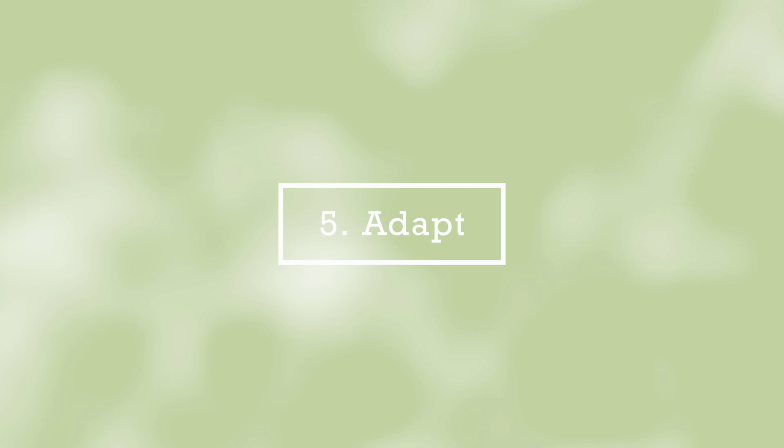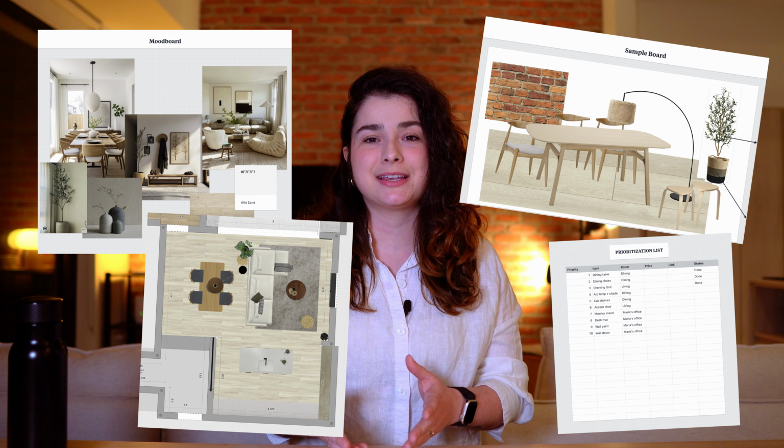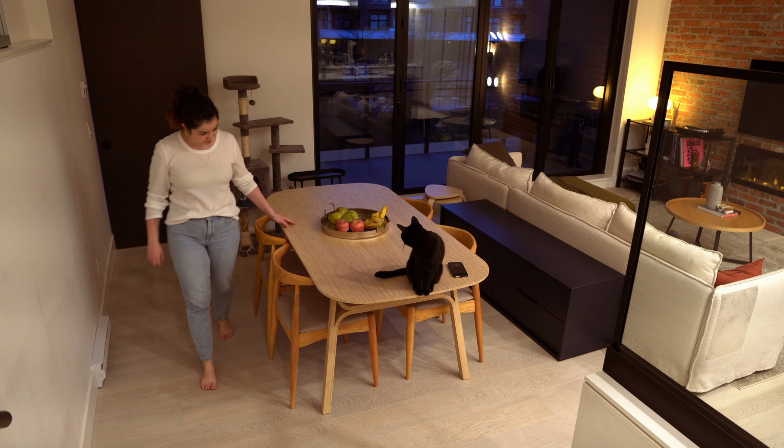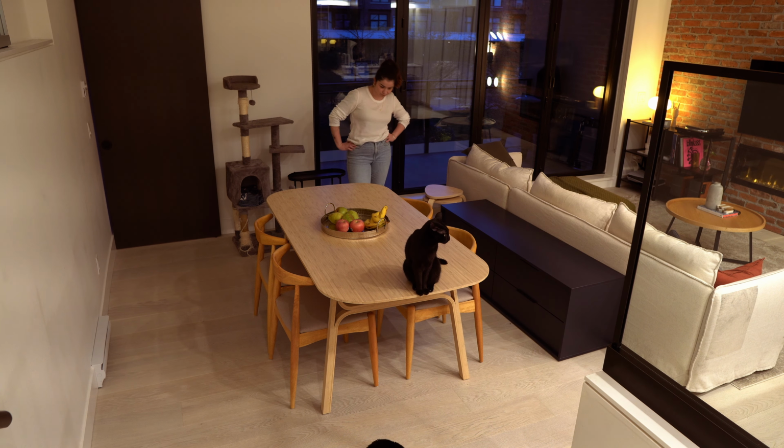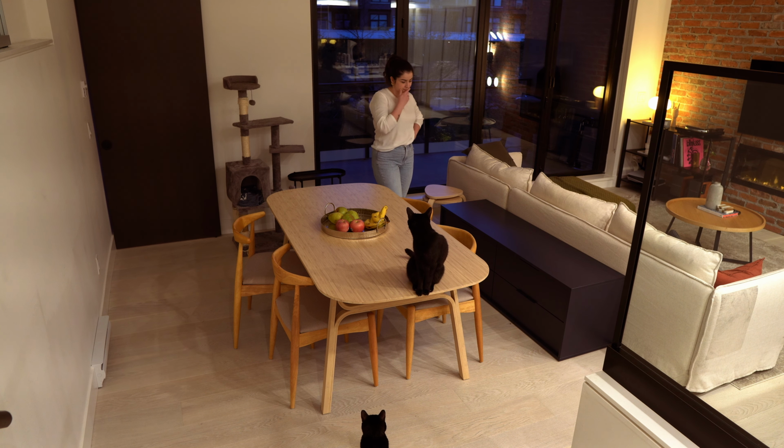Step number 5, adapt. So you have your mood board, floor plan, sample board, and prioritization list, and you start to buy some items for your space. They come in, and your design starts to come to life. Then you realize the wood tone of the table is not exactly what you expected, or after arranging the chairs around it, maybe a bench would look nice on this side. This is why step number 5 is all about updating your plan as you go.